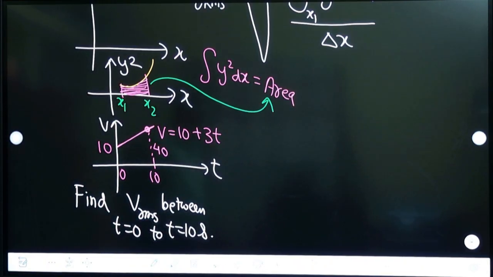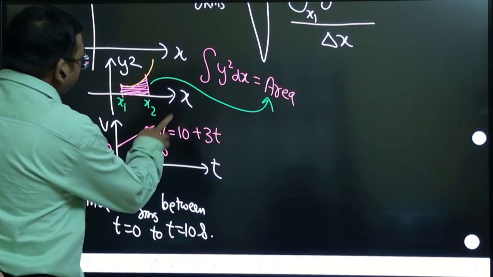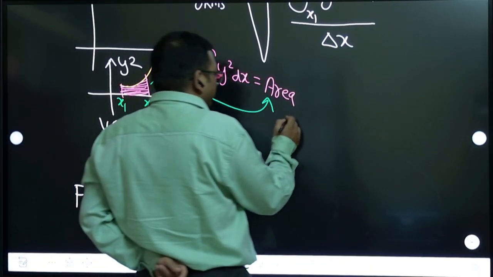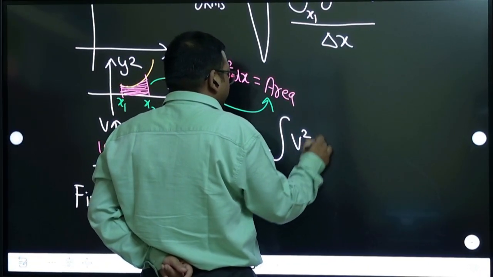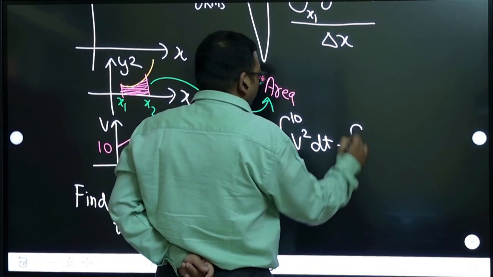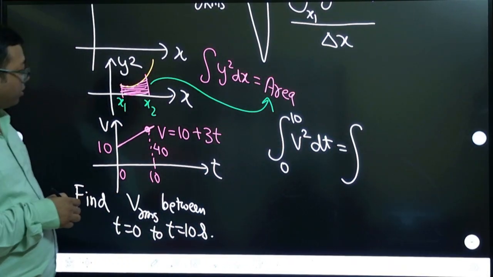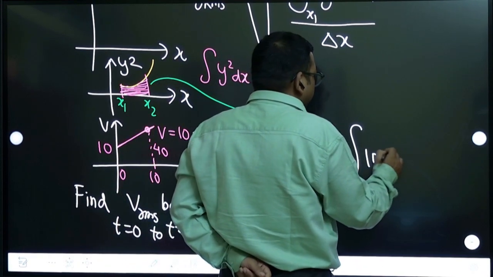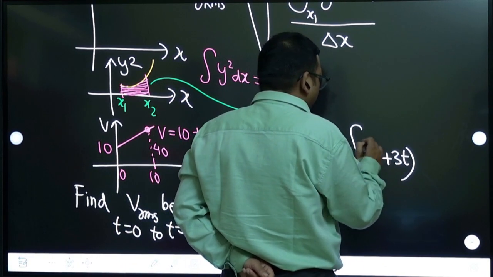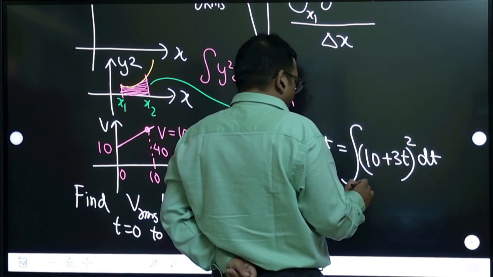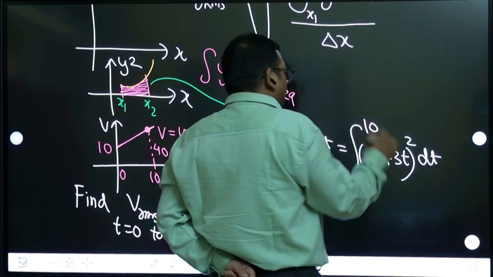So here, first of all, for this area we need to calculate v square. We first calculate the integral of v square dt between the interval 0 to 10. Because we know the v function is 10 plus 3t, so (10 plus 3t) whole square, this we have to integrate from 0 to 10. Now you can apply the formula.